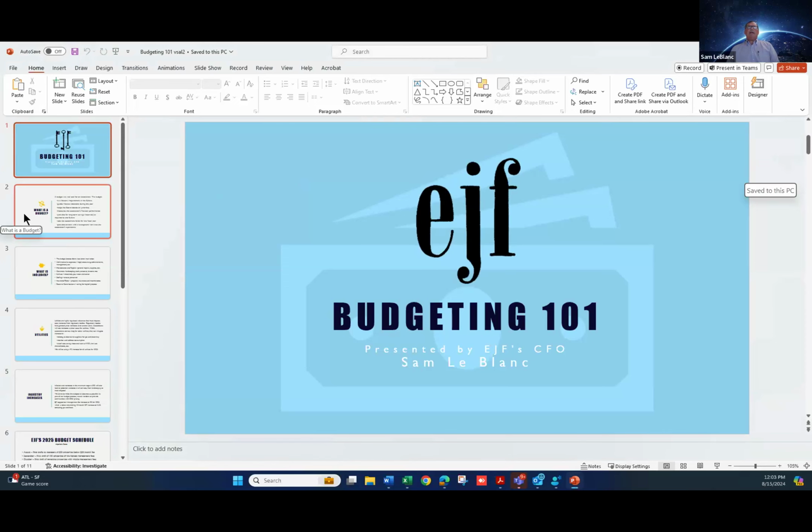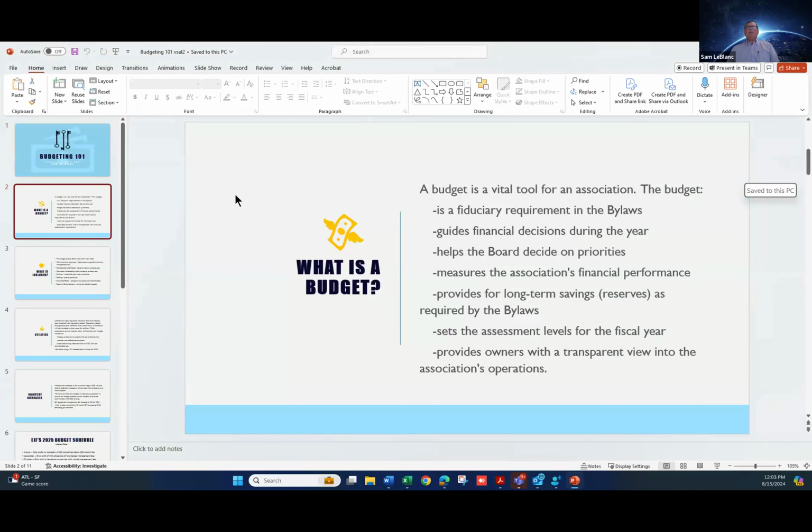My first slide here is: what is a budget? I realize that many of you are here because you're actually interested in this, and so some of this may be redundant, but I think it's important to talk about. The budget is a vital tool for any association. And number one, it's a fiduciary requirement in your bylaws. All bylaws require a board to set up a budget. So it's one of your board responsibilities.